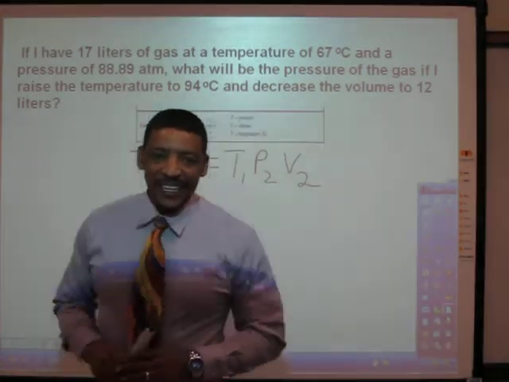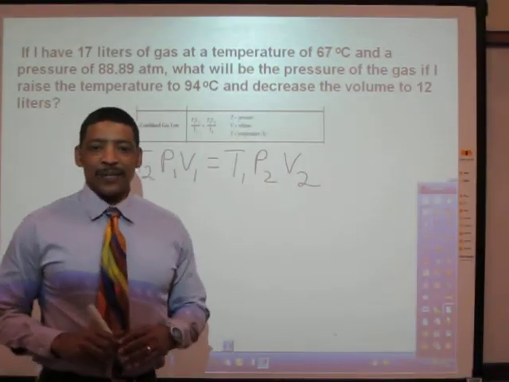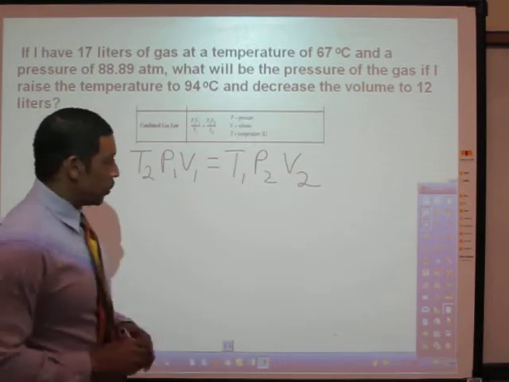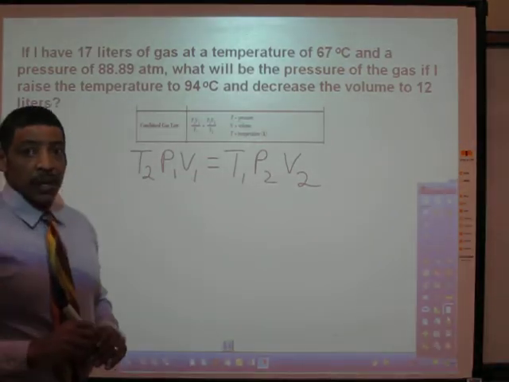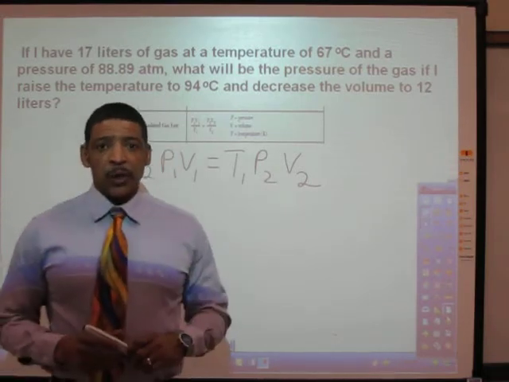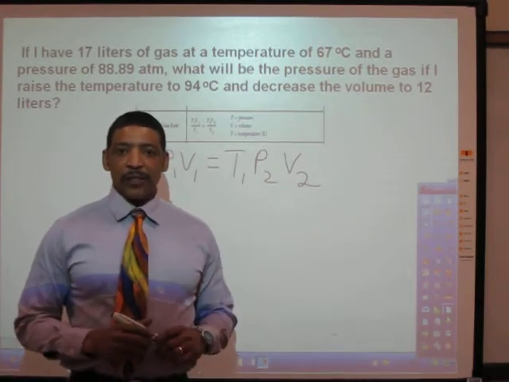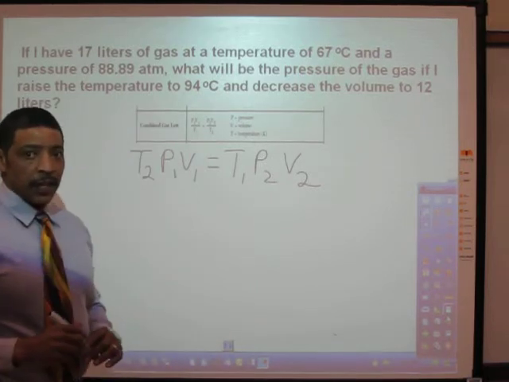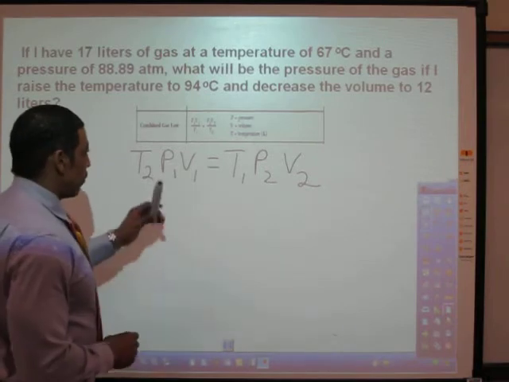Hi, Mr. B here. Today I would like to demonstrate how to use the combined gas law to solve for an unknown temperature, pressure, or volume of a particular gas. If you live in the New York area, then you're familiar with the New York State chemistry reference tables. On table T, we find a formula for the combined gas law.